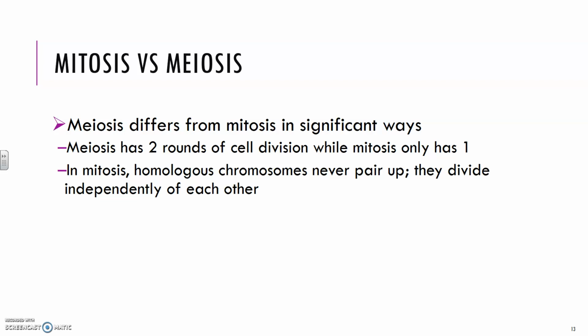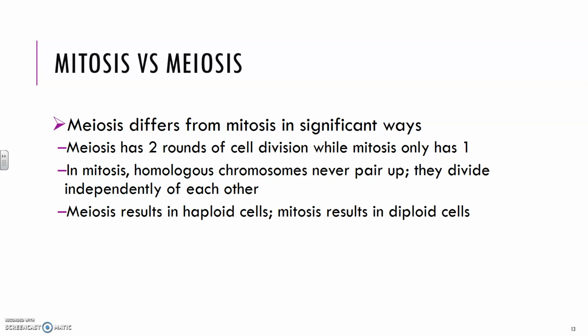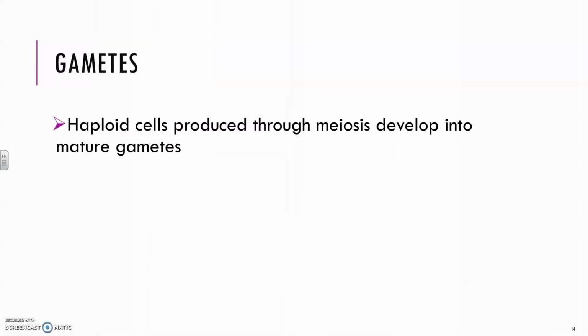They each separate their sister chromatids, sending 1 to each side of the cell, but they don't care what their homologous chromosome is doing. They assume that it's dividing properly as well, but it's its own business. Meiosis also results in haploid cells, with half the total number of chromosomes. Mitosis is designed to keep the number of chromosomes constant, so it produces diploid cells.